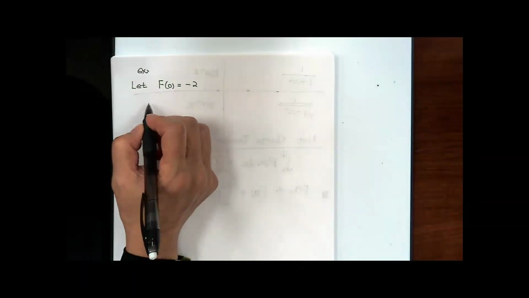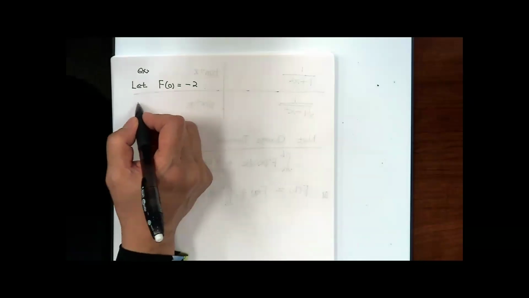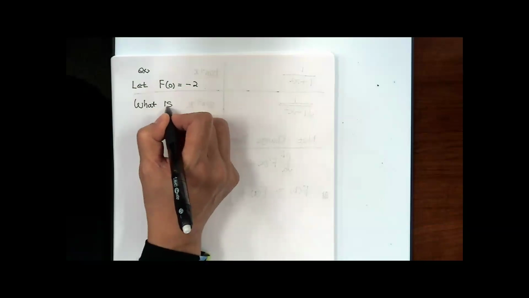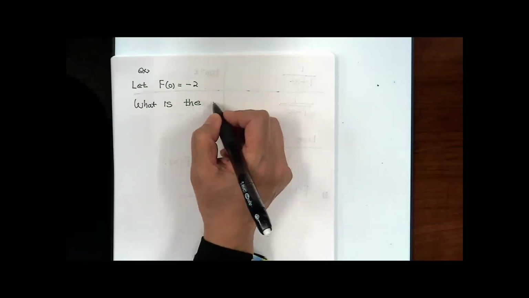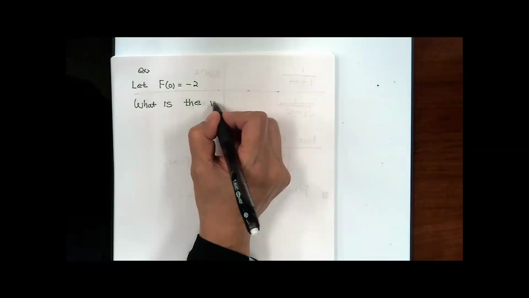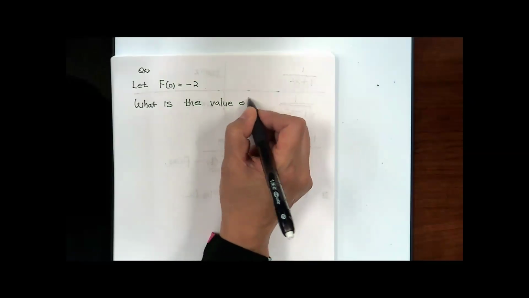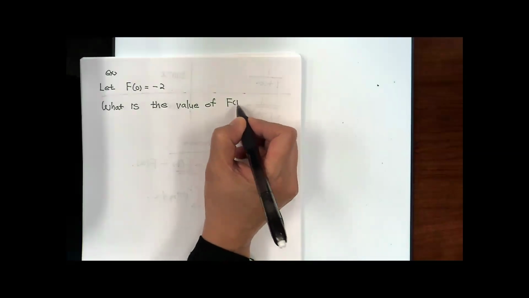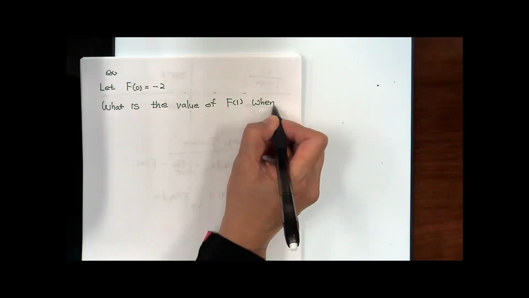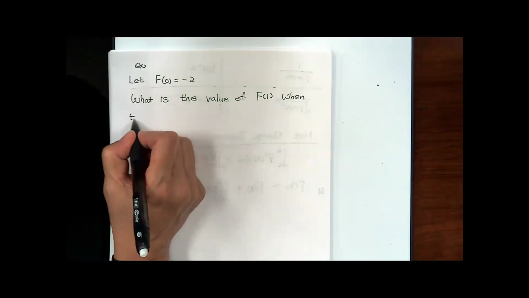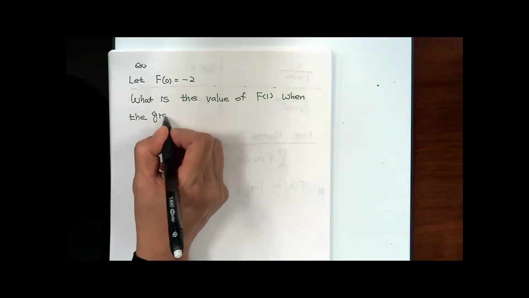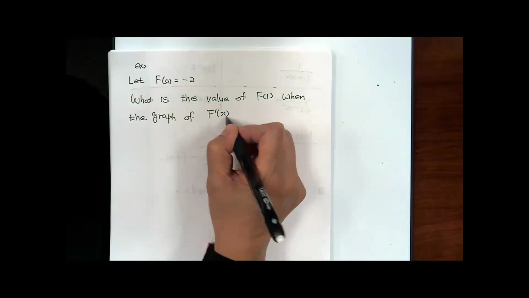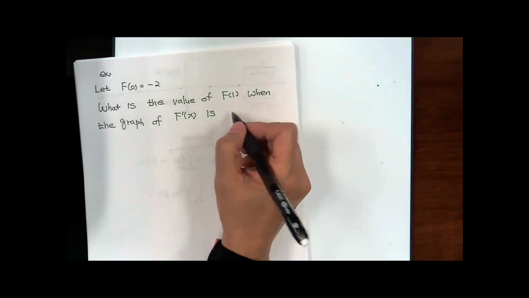Let's do an example. Let f of 0 is minus 2. The question is, what is the value of f of 1 when the graph of f prime of x is given below?